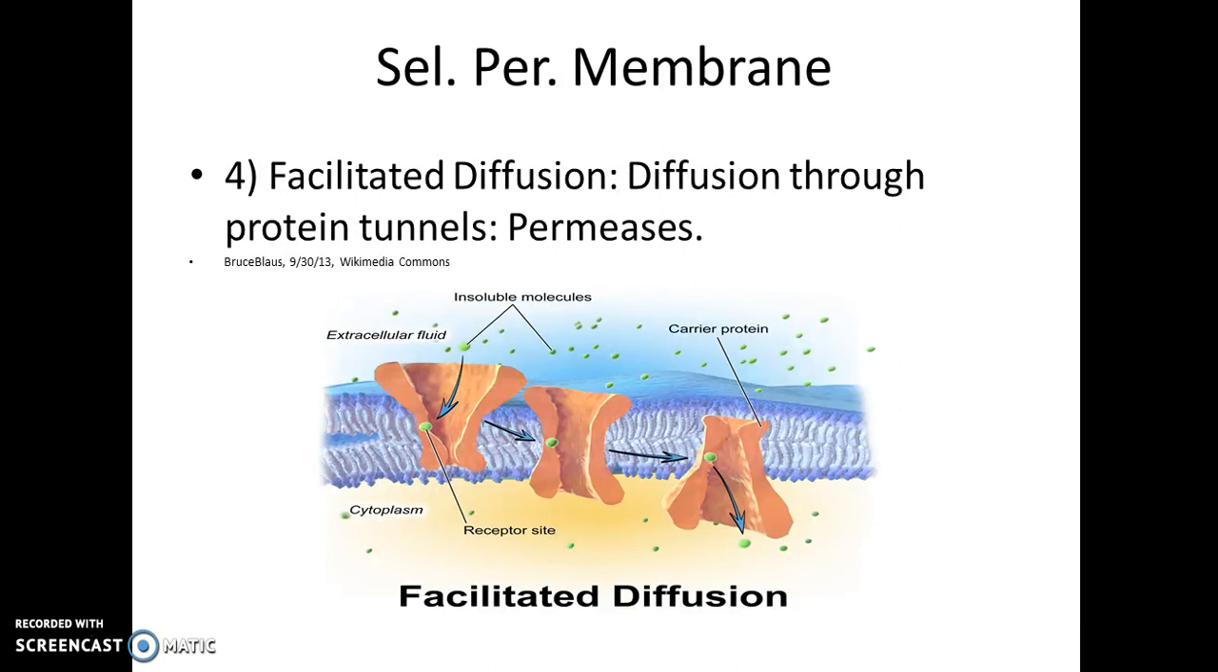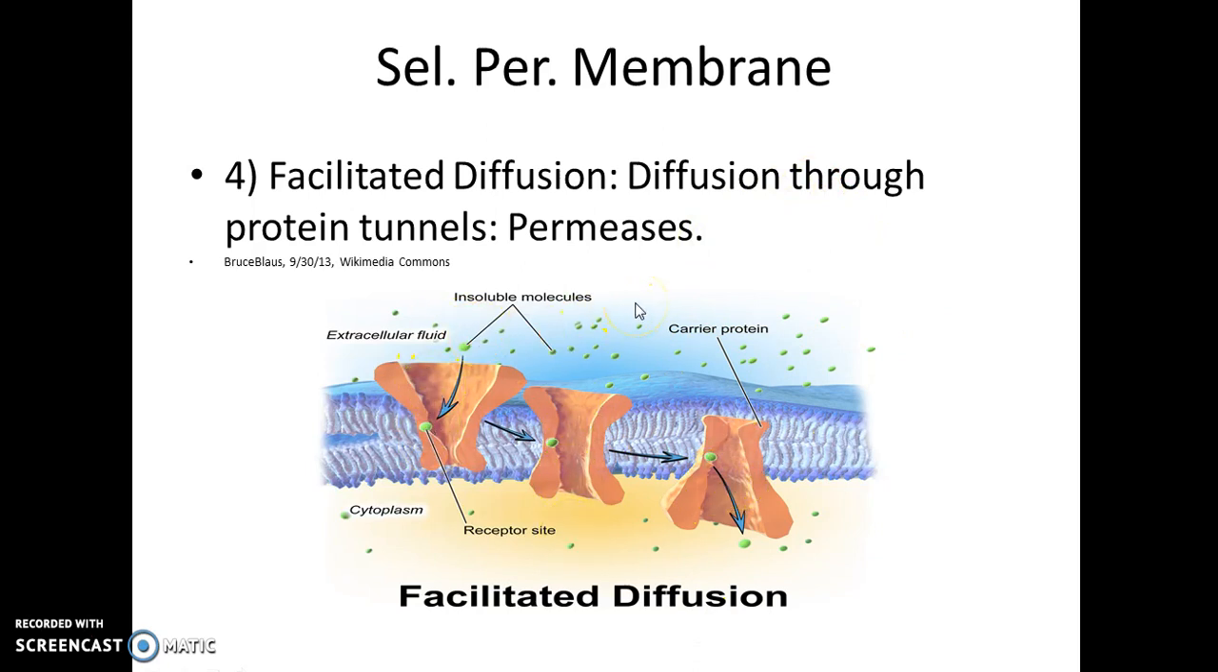So the fourth way a substance will enter is called facilitated diffusion. Facilitated diffusion or facilitated transport is diffusion of molecules from a high concentration to a low concentration through a transport protein or protein tunnels. These are protein tunnels here. Yeah, we can see them.